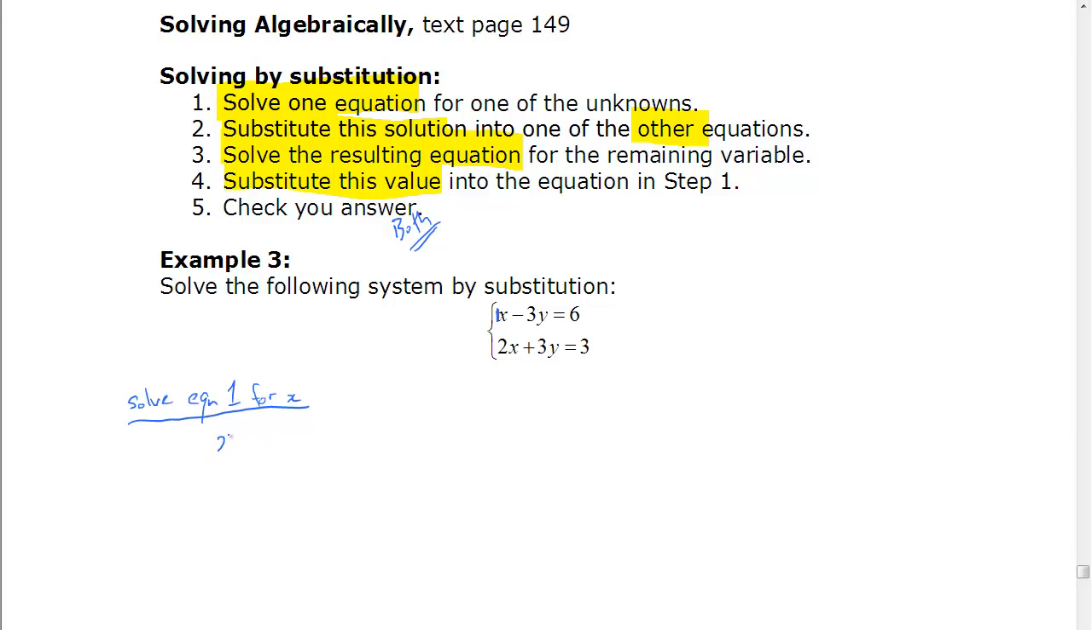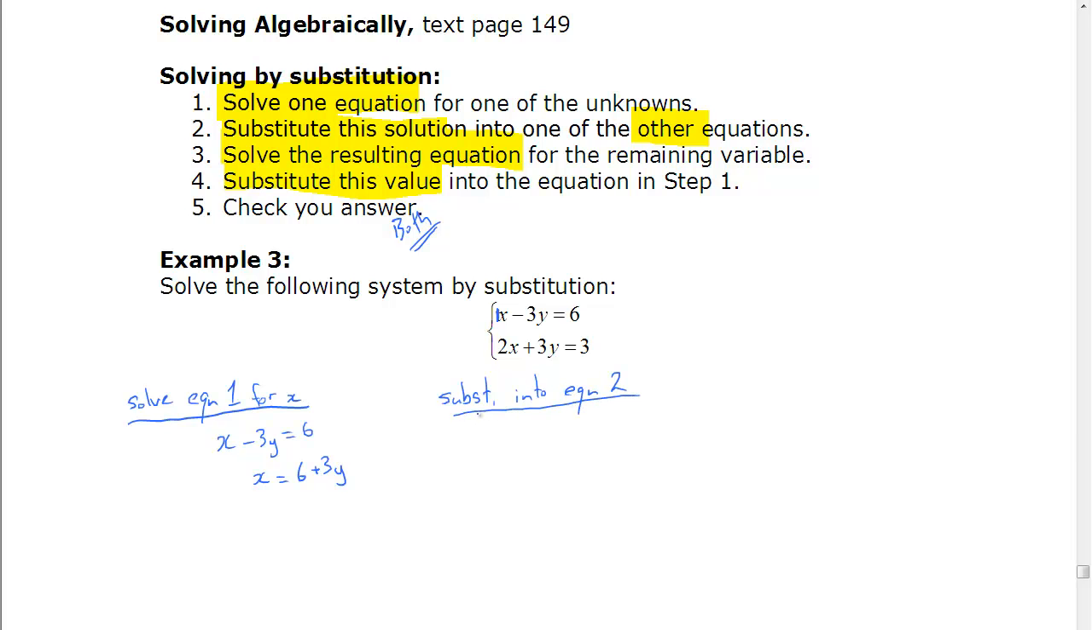And say, okay, we have x minus 3y equals 6. Solving for x means we get x equals 6 plus 3y. So there's the equation solved for x. So step 2, now we want to substitute into equation 2.